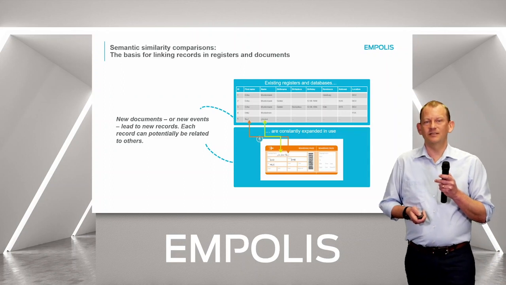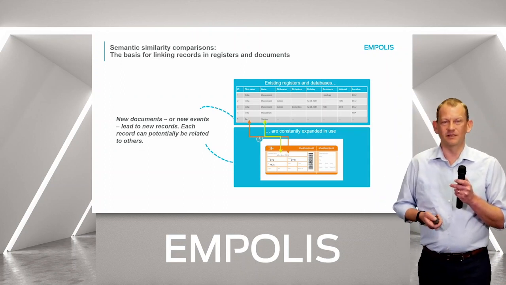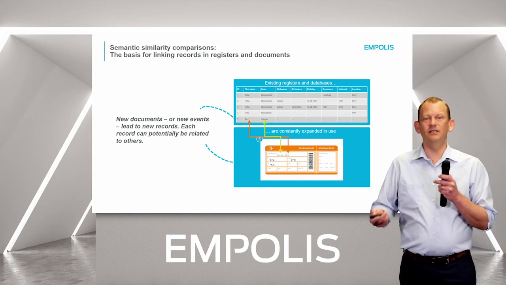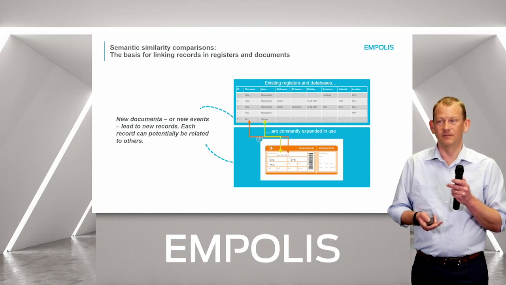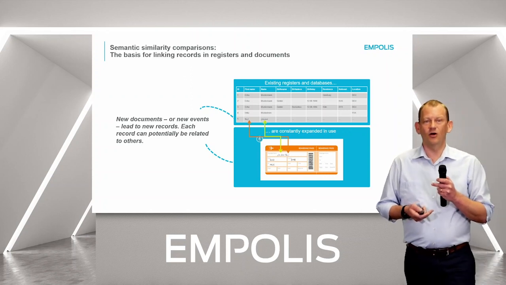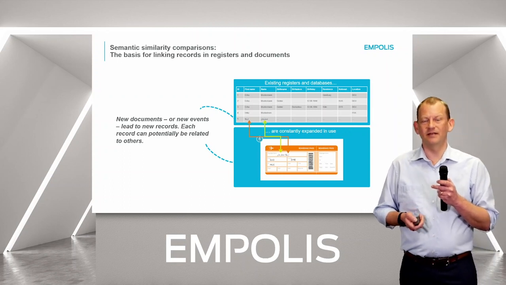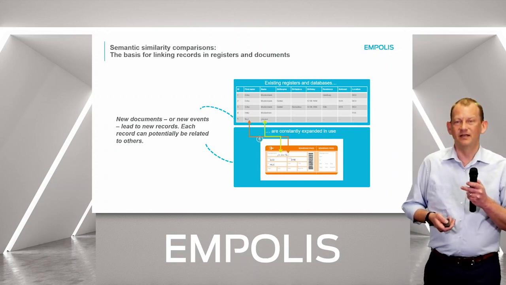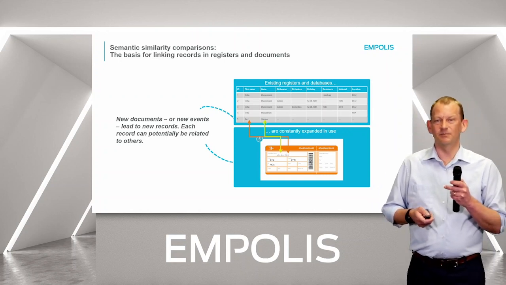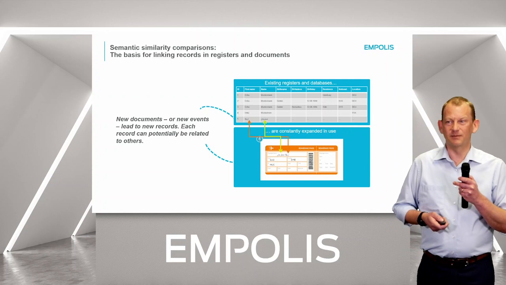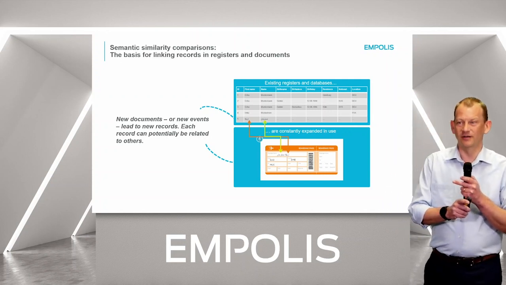So how does a register like this grow in practice? Whenever a new document arrives, a new record is first created. This is simple. Various linguistic procedures are already applied, for example, the assignment of the name components to the intended attributes. So here you can see the linking of the first name and the last name to the right attributes. And you see they change order.